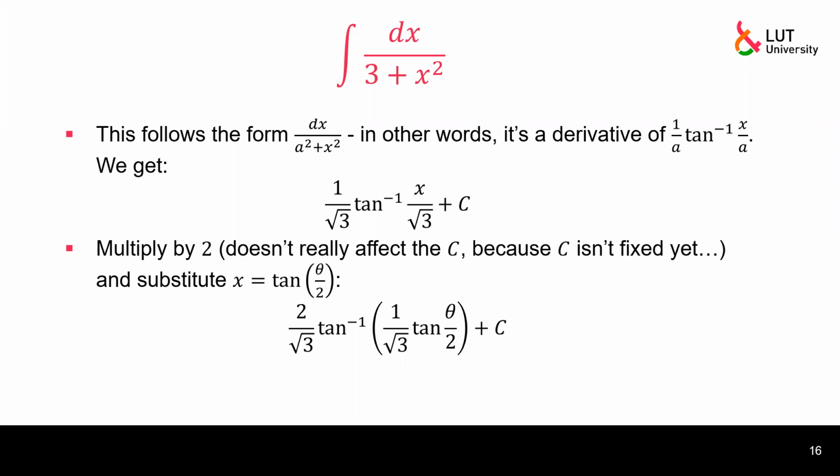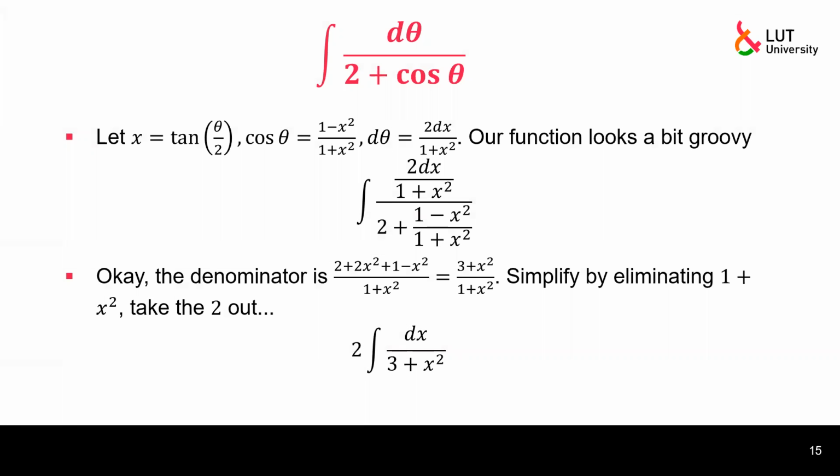And then we substitute back x equals tangent of theta over 2, and we get that kind of formula. So now we're getting into multiple steps of doing things, but each individual step is still relatively simple. And a big issue here is just remembering to recognize certain forms of equations.